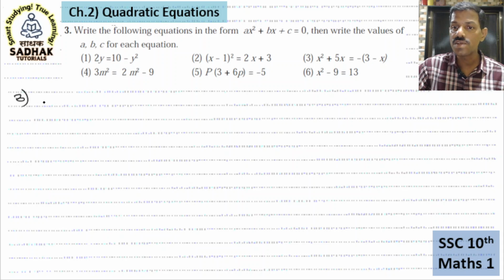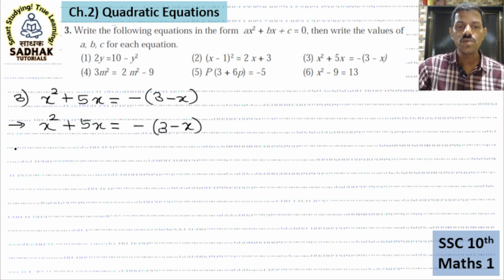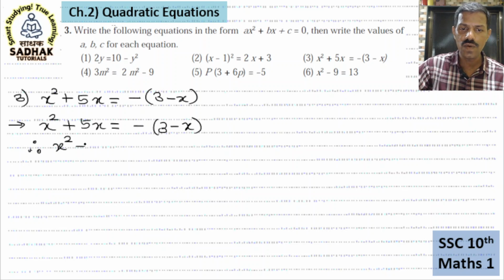Okay, so in the third question it is given x square plus 5x is equal to minus bracket 3 minus x. Okay, so this is the sum that is given. So in the first step I am just writing the question as it is. Now this minus means it is minus 1. Okay, when there is nothing it is minus 1. So we are multiplying minus 1 with this. So in this question first we have to simplify the right hand side. Left hand side there is nothing to simplify, so we just write it x square plus 5x, and then on the right hand side minus 1 multiplied by 3 will be minus 3, and minus 1 multiplied by minus x will be plus x.